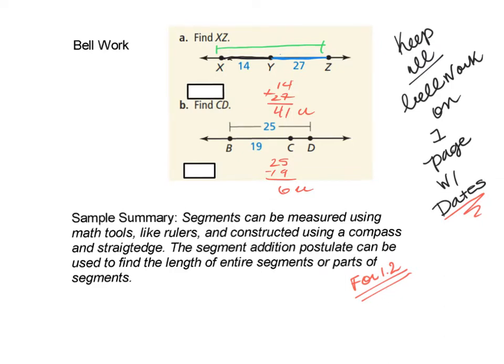Okay, and then the second one, we have the entire part of the segment BD, and it wants us to find just a piece of that, CD. So just like the sum of the parts equals the whole, I can take the whole and subtract one of the parts to get the missing part. So I have the entire amount, which is 25, and I subtract from that one of my given parts, which is 19, and I get that missing part CD, which is 6 units.